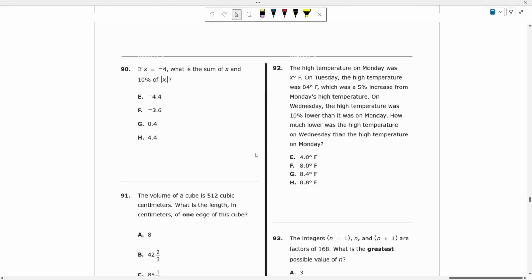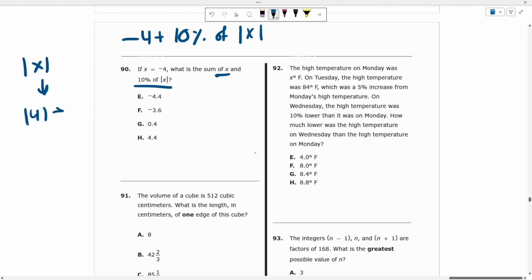Number 90 says that if x is equal to negative 4, what is the sum of x and 10% of the absolute value of x? Well, the absolute value of x just gives you the positive value of a number. So the absolute value of 4 is just the positive value of 4. You may be saying, well, isn't 4 already positive? Yeah, so you just put 4. Now, the absolute value is handy when you come into negative numbers because the absolute value of negative 4 is going to be 4. It's just the positive version of that value.